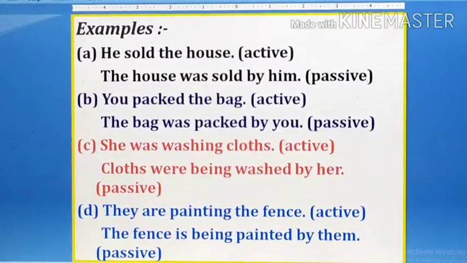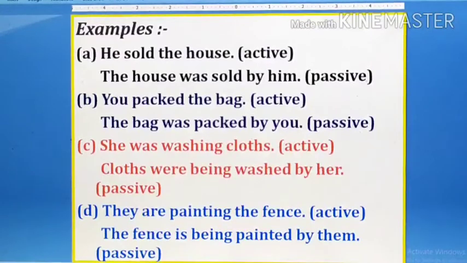So pay attention and remember, in all the sentences you can see that an object is there. The house in example 1, house is the object. Example B, the bag is the object. Example C, clothes are the objects. And in D, the fence is also the object. So when an object is there in the active voice, then we can easily change the sentence into the passive voice.